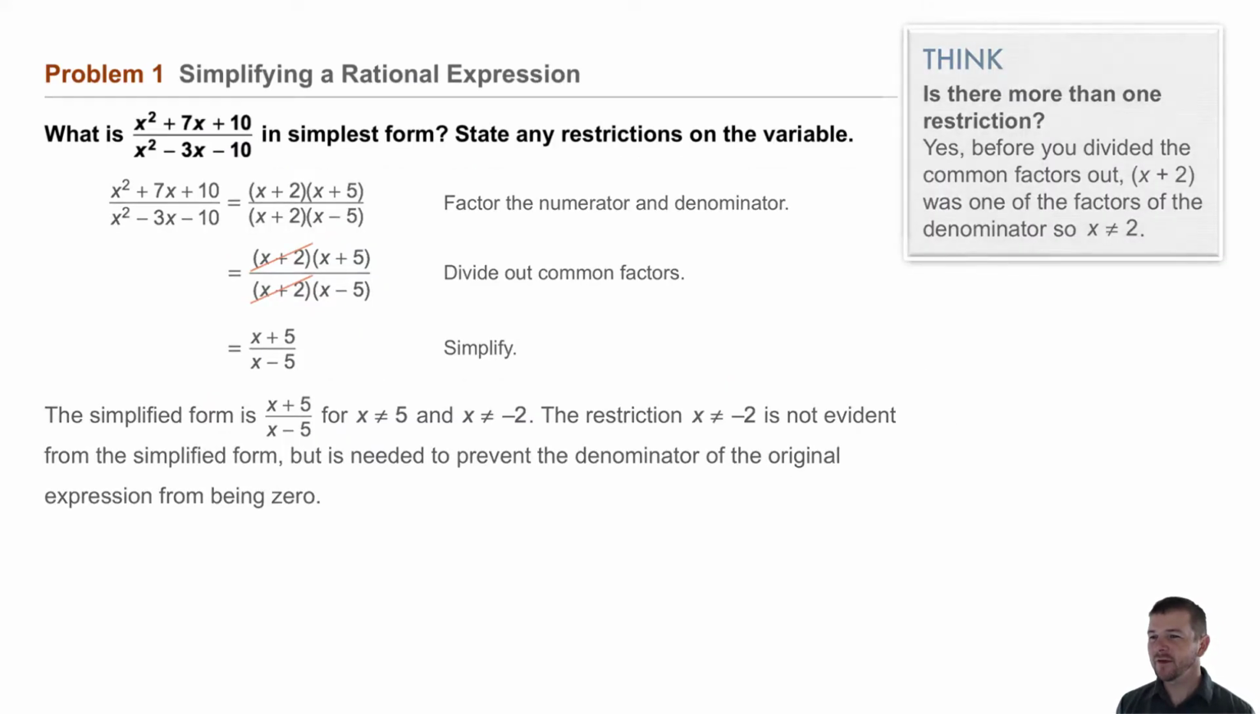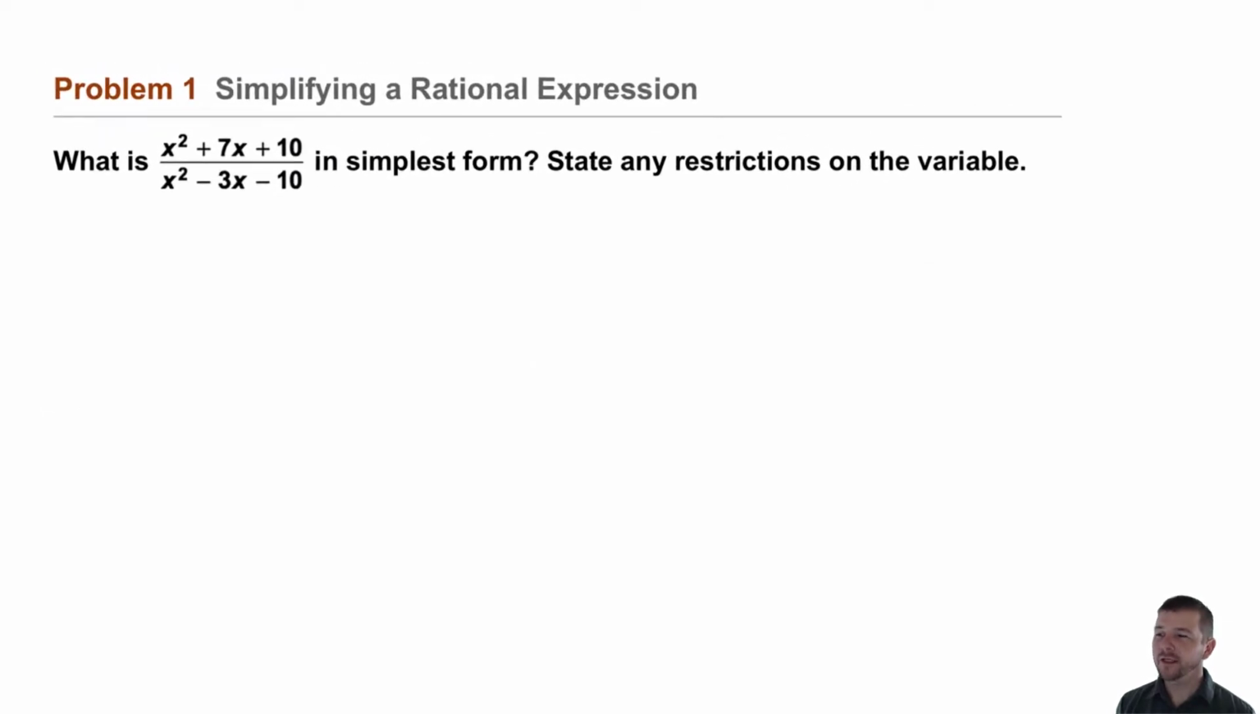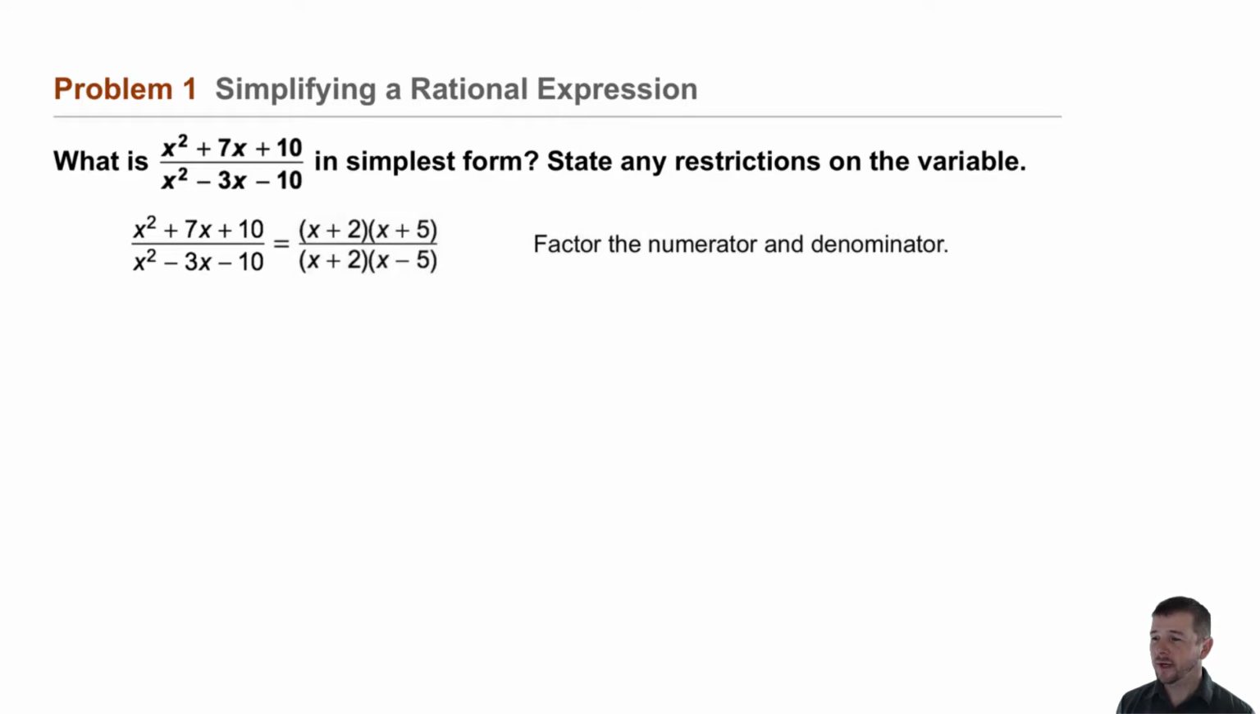Problem 1. Simplifying a rational expression. What is x squared plus 7x plus 10 over x squared minus 3x minus 10 in simplest form? State any restrictions on the variable. First, factor the numerator and denominator. In order to identify common divisors, we'll need the fully factored form of both of these quadratics. X squared plus 7x plus 10 factors nicely as x plus 2 times x plus 5, and the denominator, x squared minus 3x minus 10, factors nicely as x plus 2 times x minus 5.